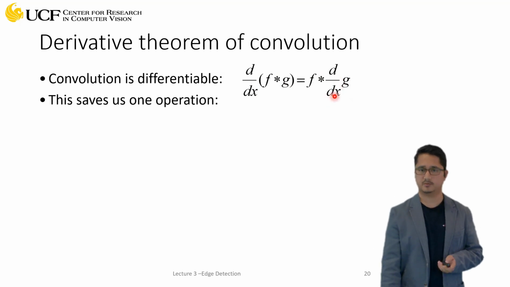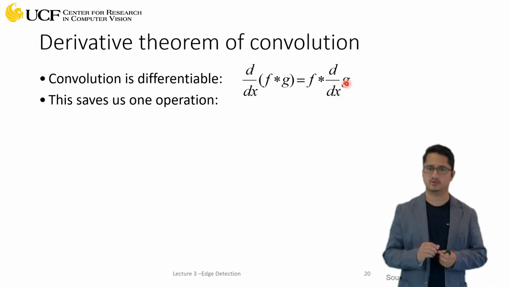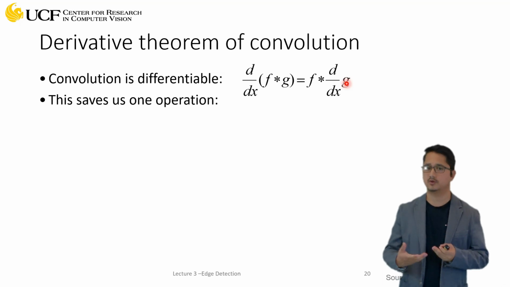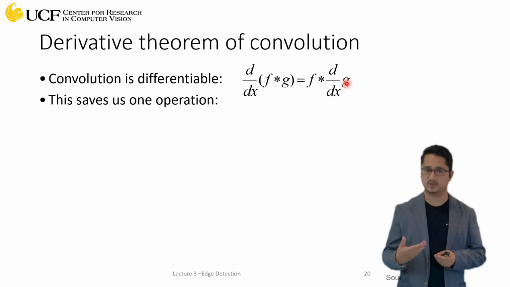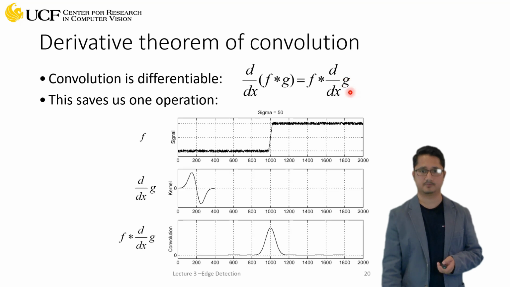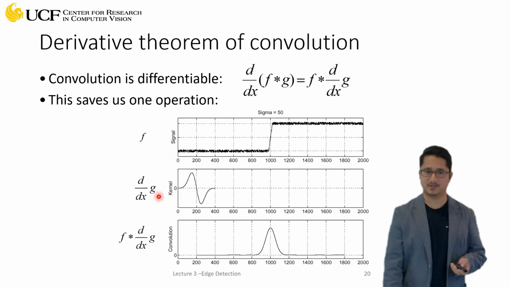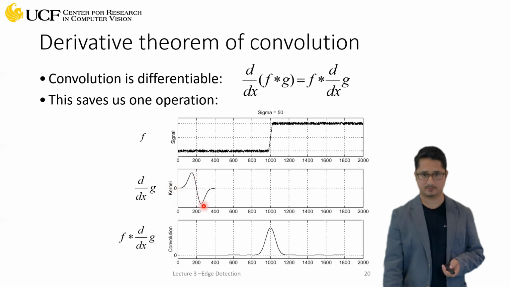Now, why is this important? Because your signal or your image is going to change, but you know beforehand what your filter is going to be. And if you know that, you can compute the derivative beforehand. You don't have to wait for the signal itself. So for example, if our filter was Gaussian, we can just compute the derivative of the Gaussian, and that derivative is not going to change at all. Then we can use that derivative of Gaussian to actually perform filtering. If you compute the derivative of your Gaussian, you will get something like this.